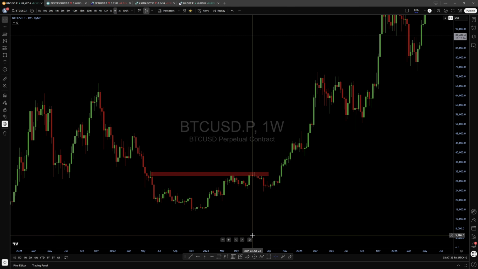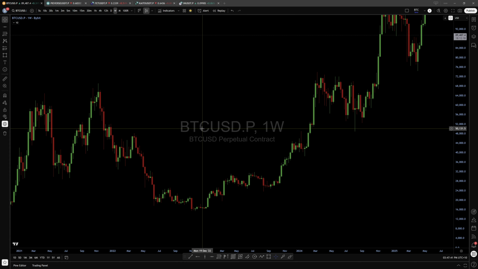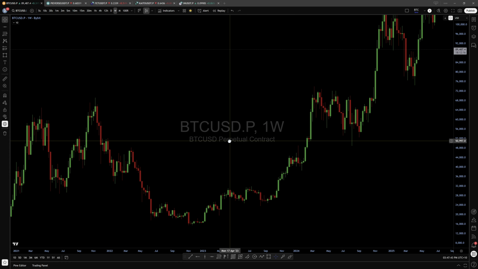I will cover some other things like fair value gaps. Let's take a look at that. And what a fair value gap is, let's do the monthly.